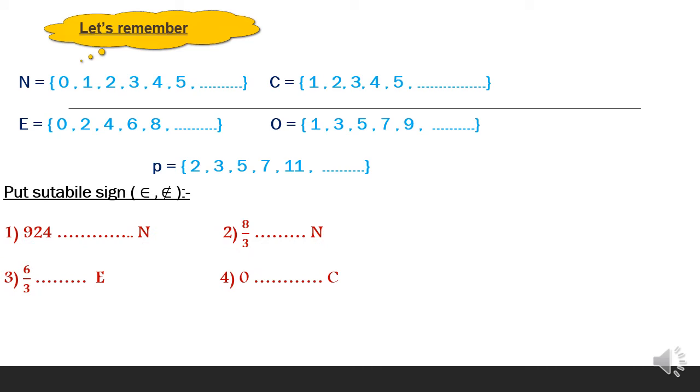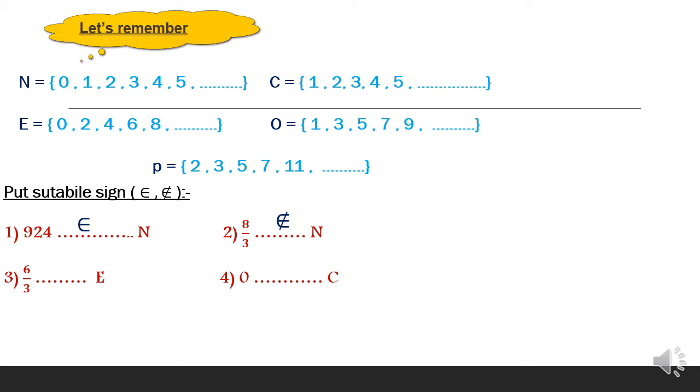Put suitable sign belong or not belong. 924 to N. 924 is a natural number. It belongs to N, natural numbers. 8 over 3 to N. 8 over 3 means 8 by 3. We should make the division operation. 8 is not divisible by 3, then the division operation equals a decimal number. It does not belong to natural numbers.